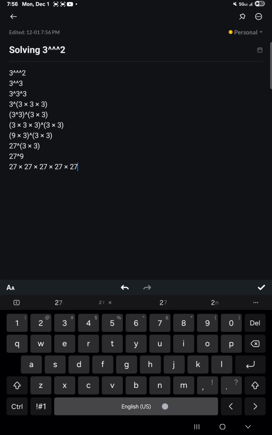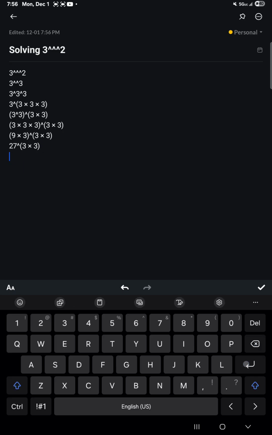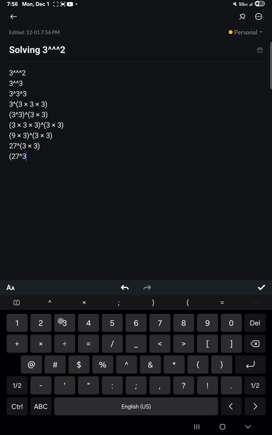Like, watch. Look how long the equation is. There are 9 27s multiplied all together, and this is going to take too long to be simplified. So let's use the same method as I mentioned earlier. So 27 cubed, that's just 27 times 27 times 27.